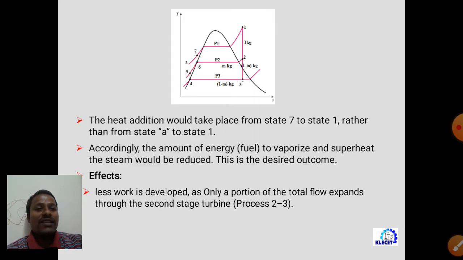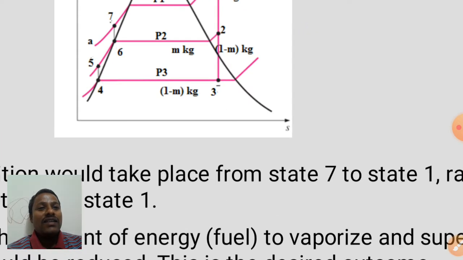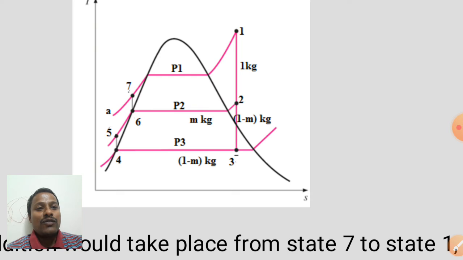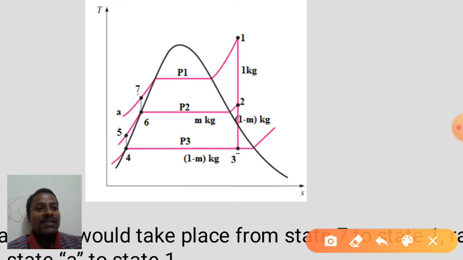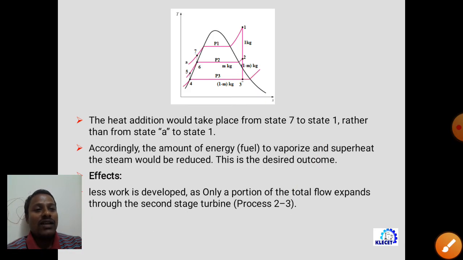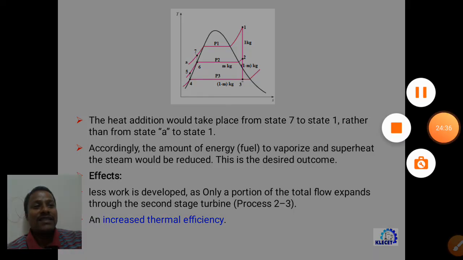Then further, we have less work development inside the turbine, since part of the steam is bled at pressure P2 from the steam turbine, so only 1 minus m kg expands in the second stage of the turbine. So there is less work development, but there is an increase in the thermal efficiency because of regeneration.